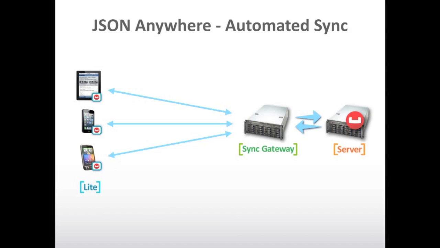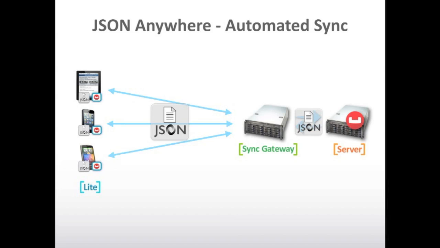So with our JSON Anywhere approach, what we're doing is taking a lot of those complexities out and solving a lot of those problems by having JSON in all three places, basically. So we have JSON on the sync gateway between Couchbase Server. Couchbase Server itself can store JSON, and we have JSON on the wire between devices and the sync gateway, and we also have JSON locally on the device itself.